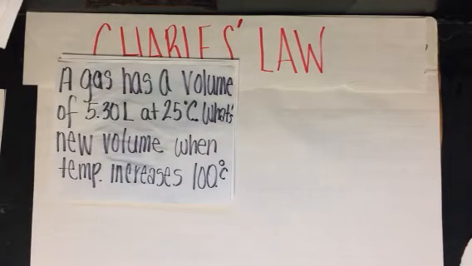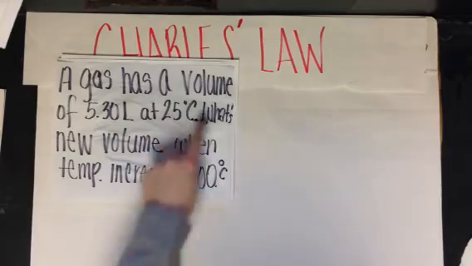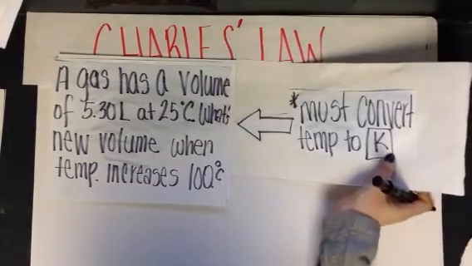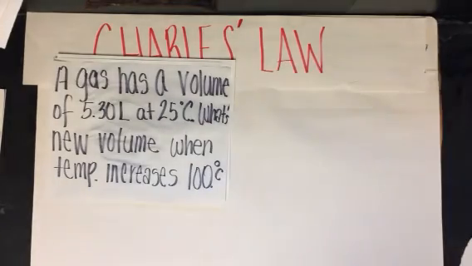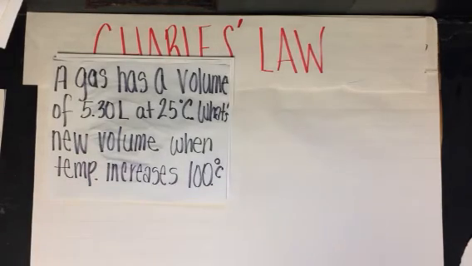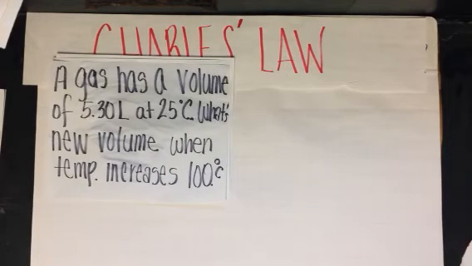A gas has a volume of 5.30 liters at 25 degrees Celsius. Uh-oh. We must convert temperature to Kelvin in any of these gas problems. We'll do that in a second. What is the new volume when temperature increases to 100 degrees Celsius?